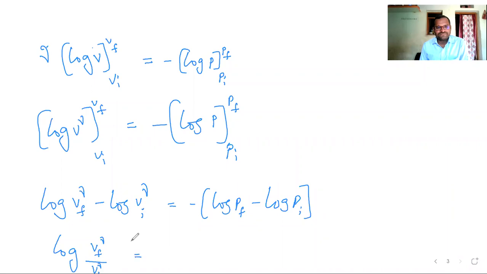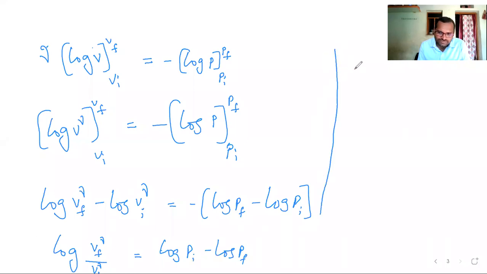Is equal to this. I'll write a minus, I'm sending inside. It will become log P initial minus log P final. Yes, send it inside this one. So this equation totally it will become like this: log of V final power gamma divided by V initial power gamma is equal to log of P initial by P final.